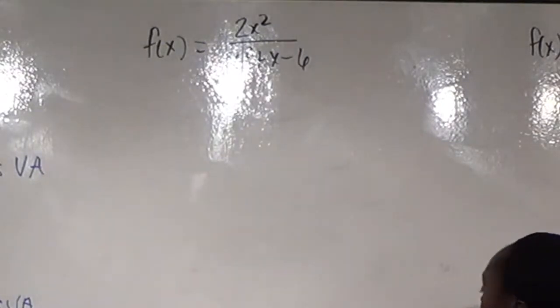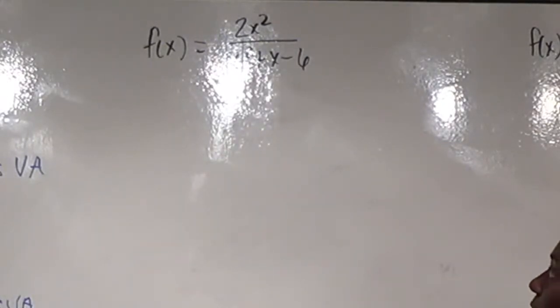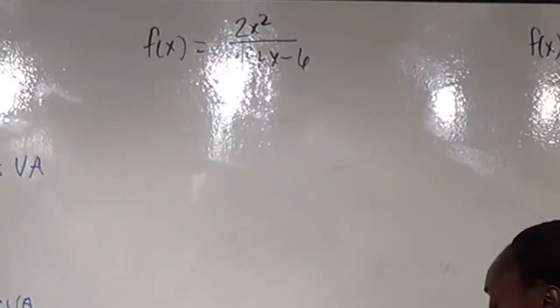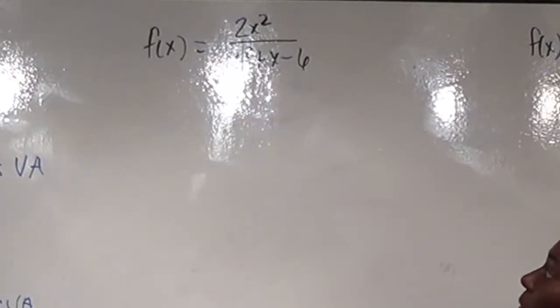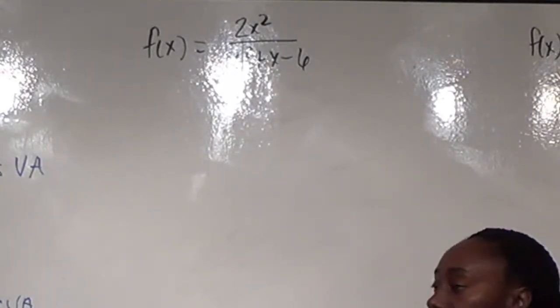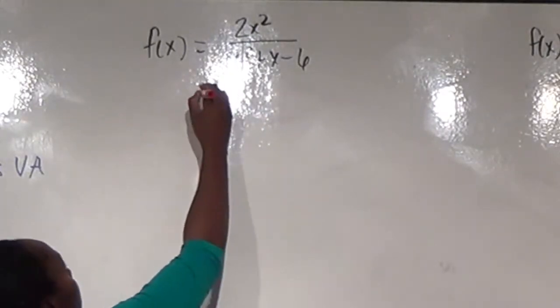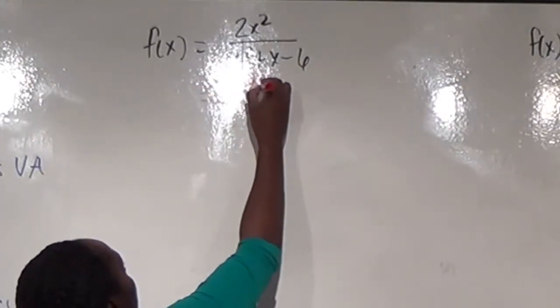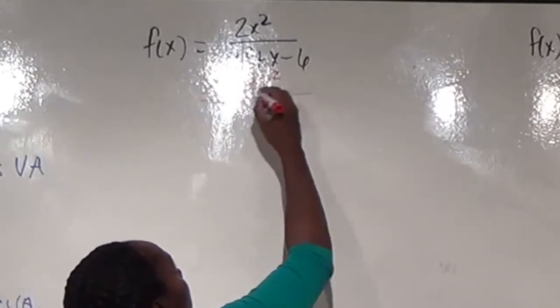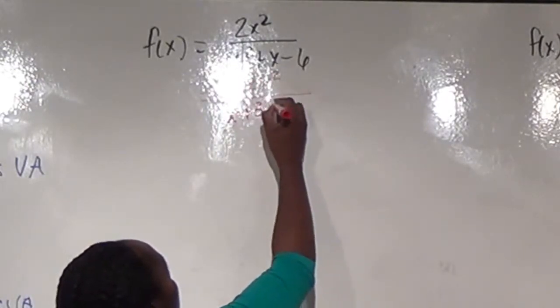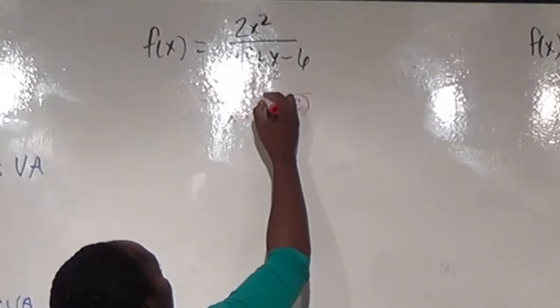Let's look at this next example. For this one we have f of x equals 2x squared over x squared plus x minus 6. So again, first thing I'm going to do is rewrite my function. So we've got 2x squared over x plus 3, x minus 2.